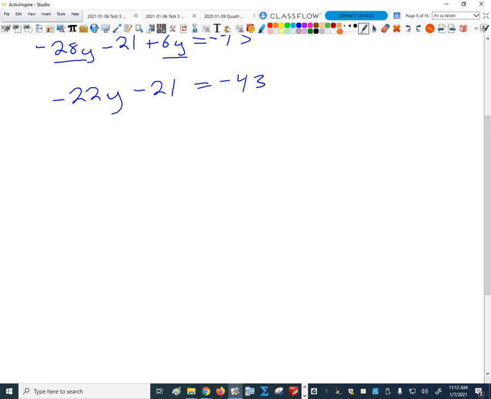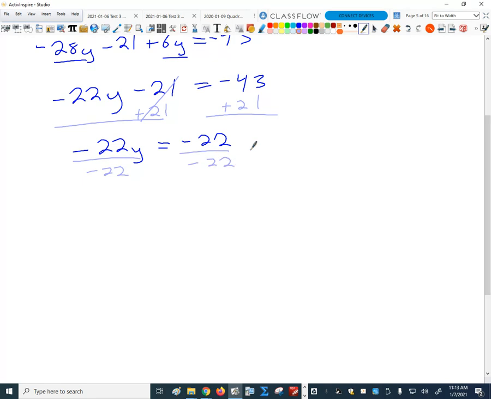And then from here on out, I won't even ask you guys. You know how to do this stuff. I'm just going to add 21 to both sides. And we get negative 22y is equal to negative 22. So if I divide each side through by negative 22, the negative 22's cancel, and everybody agree I just get y equals 1.